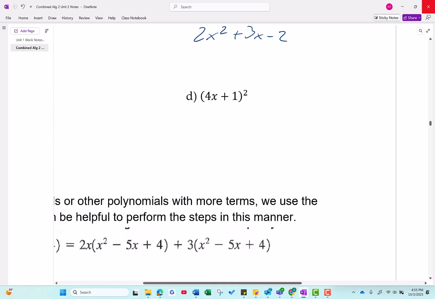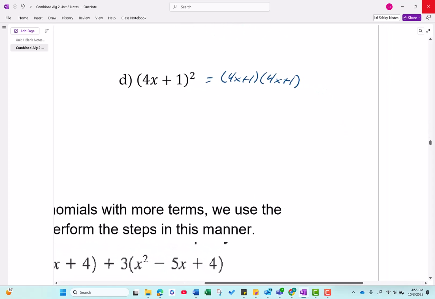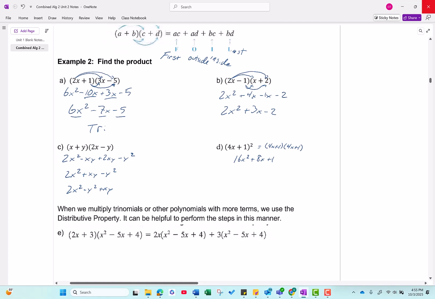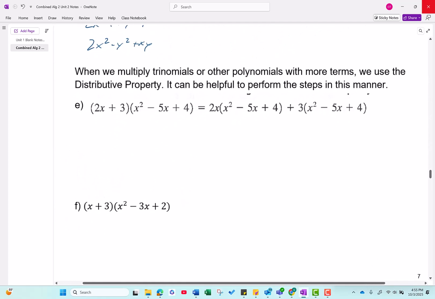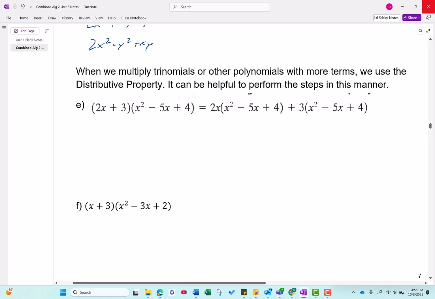Remember that if I got parentheses and squared, this is the same as me saying 4x plus 1 times 4x plus 1. So it's not a bad idea to write those out. So then you could do your FOIL method, and you get 16x squared plus 8x plus 1. So check to see if you got that. And again, another trinomial.